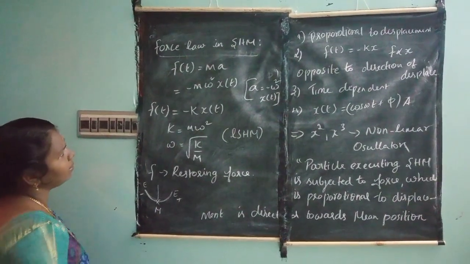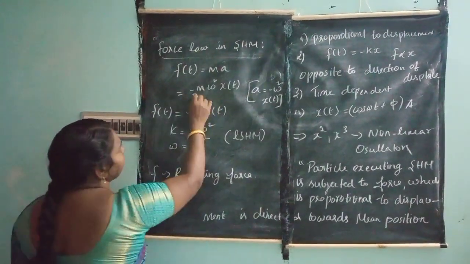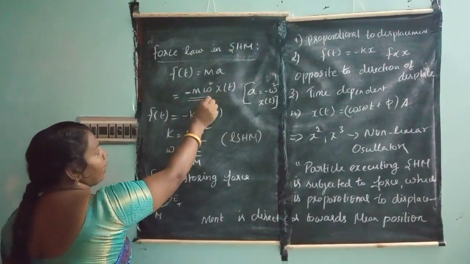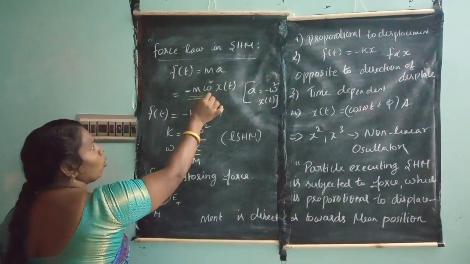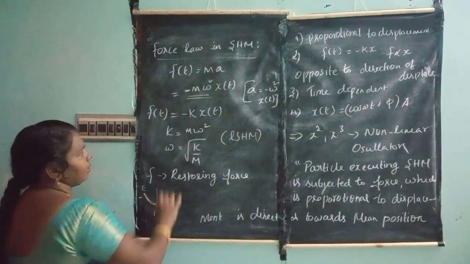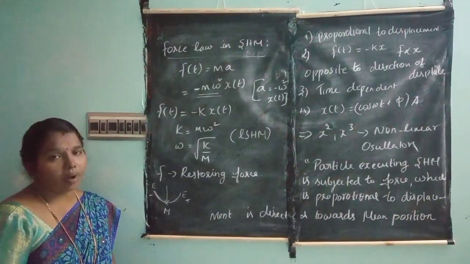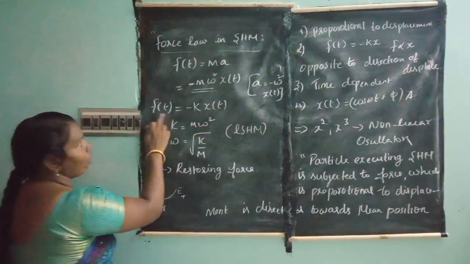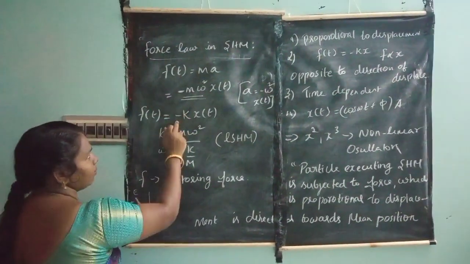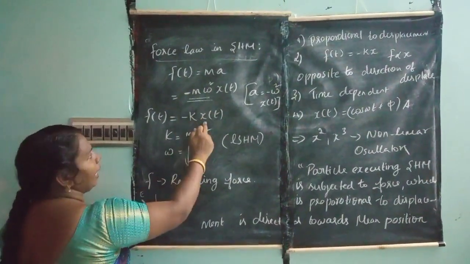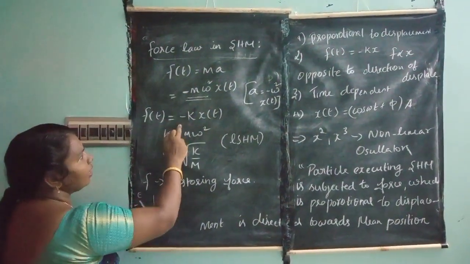Therefore, what term am I getting here? Don't take the minus, take m omega square. That m omega square term can be taken as k, where k is a force constant. So I am taking F of t is equal to minus, instead of m omega square, I am taking k x of t. So this is called the restoring force.